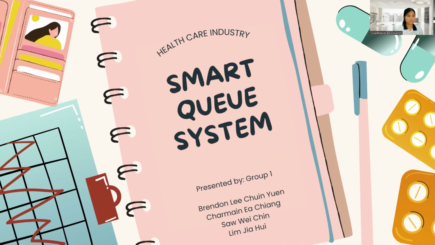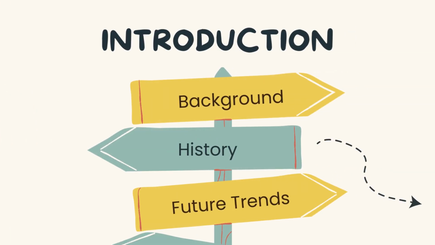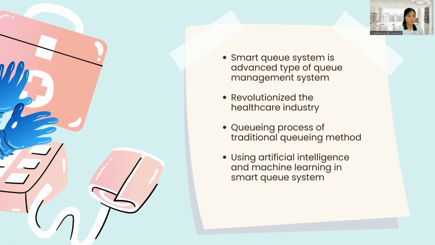Hi, I'm from Group 1. Our project title is Smart Queue System for the healthcare industry. A smart queue system is an advanced type of queue management system that uses present technology like AI, data analytics, and cloud computing. The smart queue system has revolutionized the healthcare industry by offering a seamless patient experience.